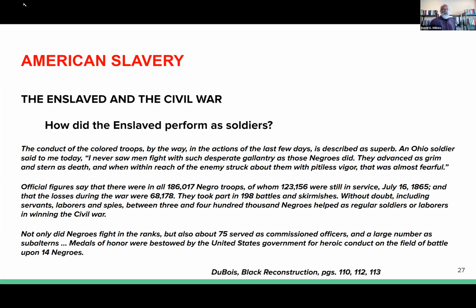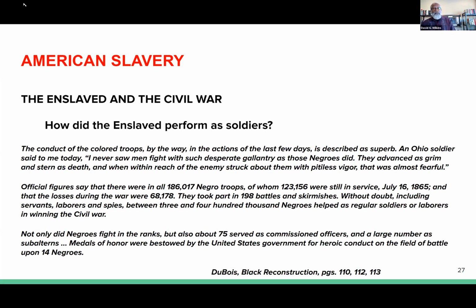Official figures say that there were in all 186,017 Negro troops, of whom 123,156 were still in service at the end of the war, and that the losses during the war were almost 70,000. They took part in 198 battles and skirmishes, without doubt including servants, laborers, and spies, between 300,000 and 400,000 Negroes helped as regular soldiers or laborers in winning the Civil War.